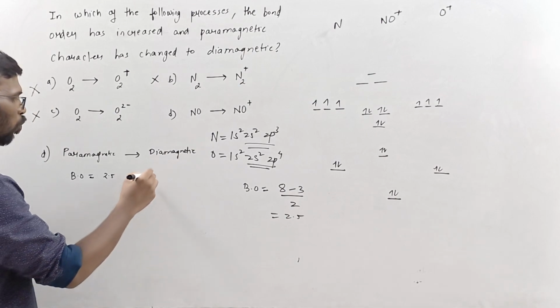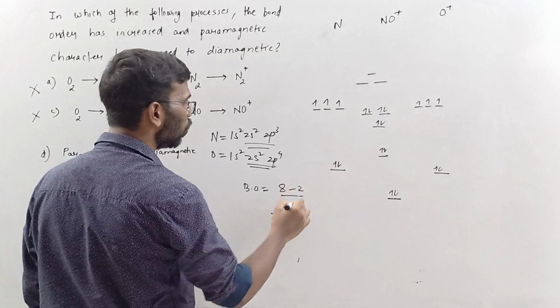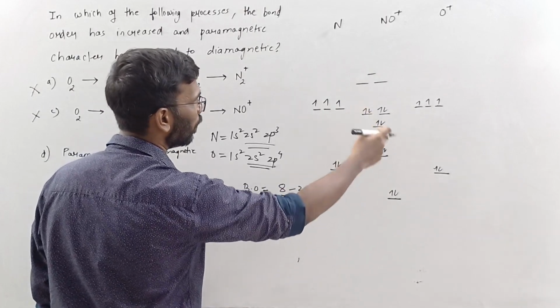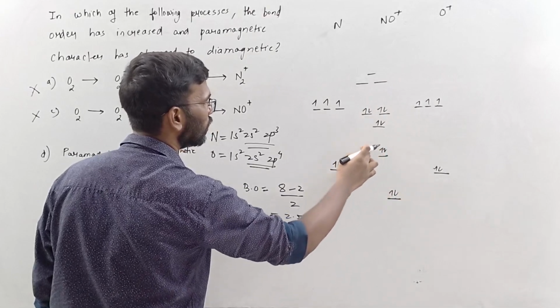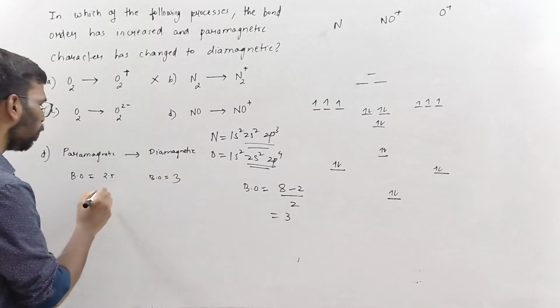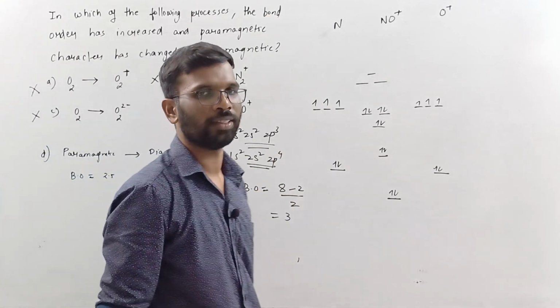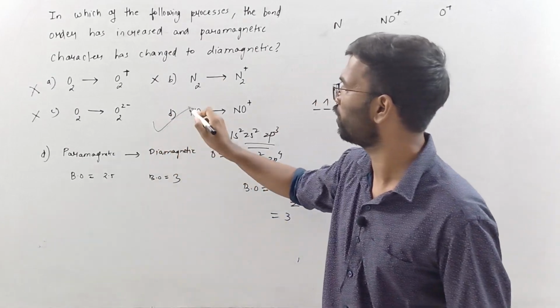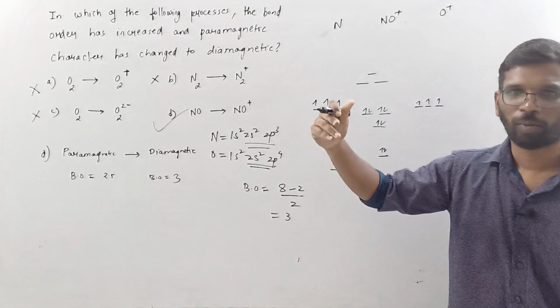Right? And what would be the bond order over here? 8 minus 2. Yeah, 8 minus 2. This is bonding, this is bonding, this is anti-bonding, which is equal to 3. Right? Bond order has increased and paramagnetic has changed to diamagnetic. And this was the question. That's why the answer is option D. Hope this question must have cleared most of the doubts.